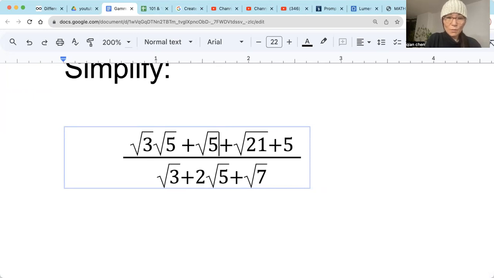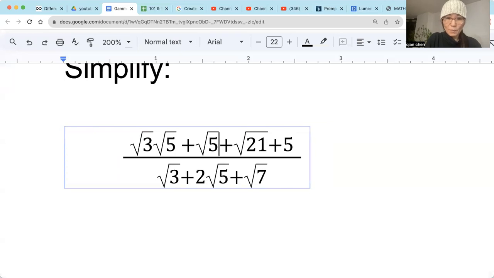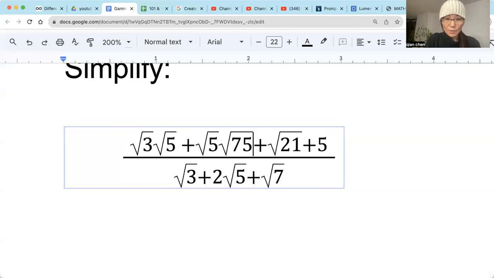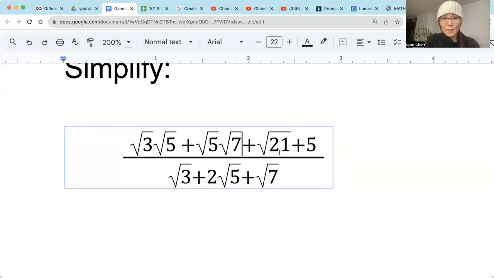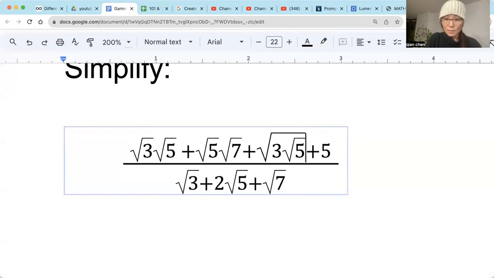Oops, no, I want square root of 7. It doesn't allow me to write square root of 7. Let me write 7 first, and I delete this 5. Yes. So similarly, I want to write square root of 21 as the square root of 3 times square root of 7.